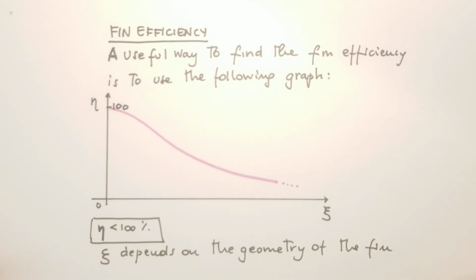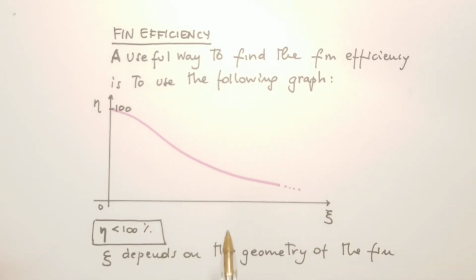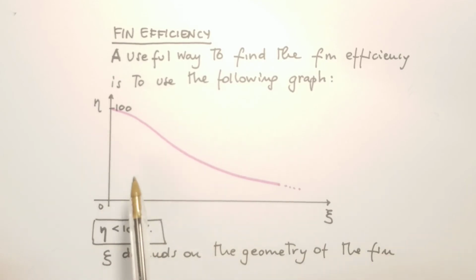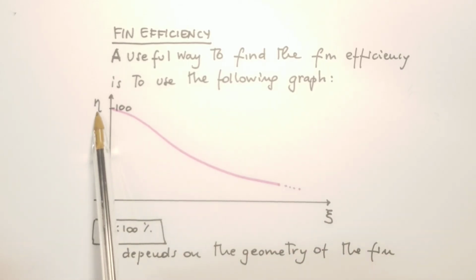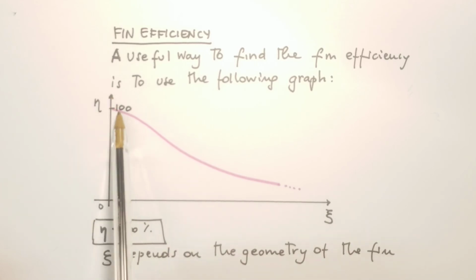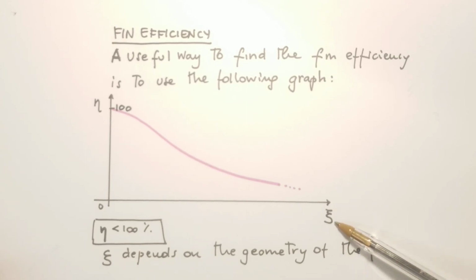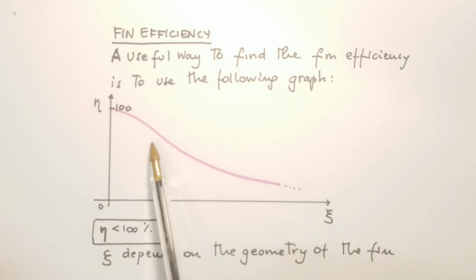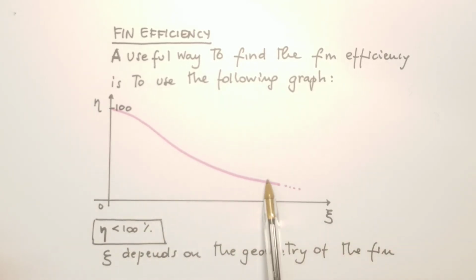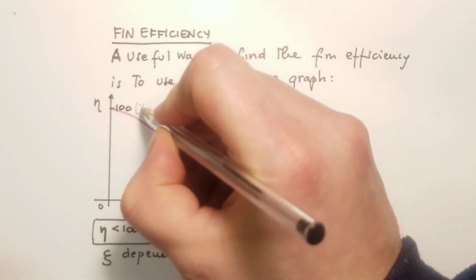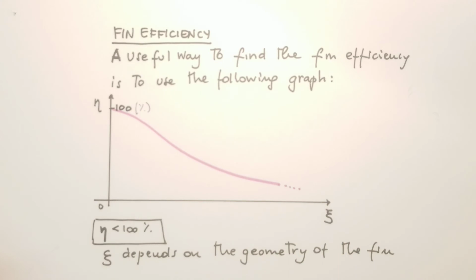To find the fin efficiency, it's always useful to use graphs. And you can find this in the books. So each geometry will have a different graph, and this graph is usually represented in this way. We have the fin efficiency on the y-axis, the maximum is 100. And on the x-axis, we have the letter C, which is a function of the geometry. So you note that the fin efficiency is always smaller than 100%. We can add here 100, the percentage.